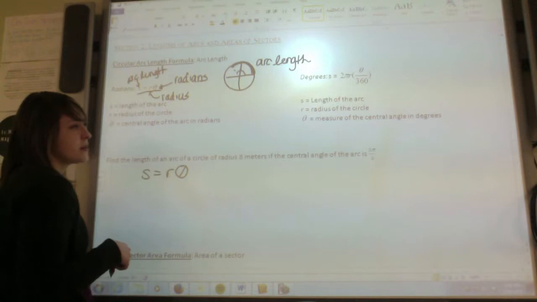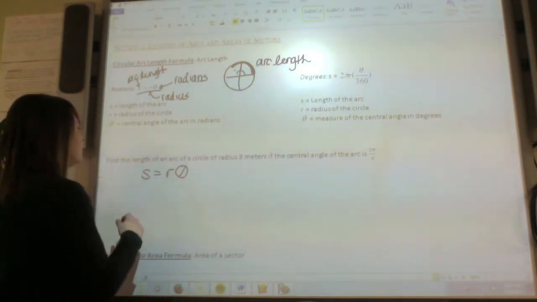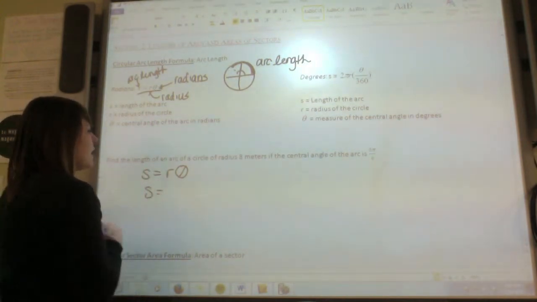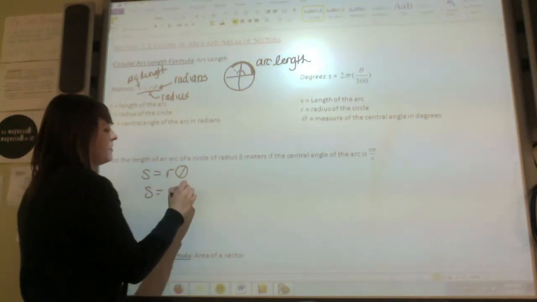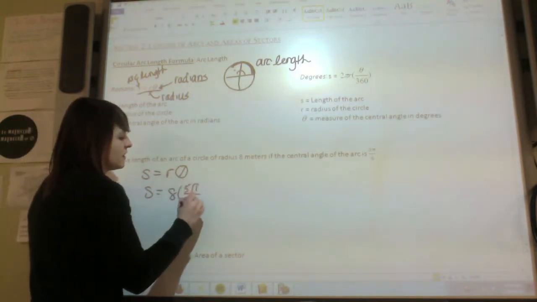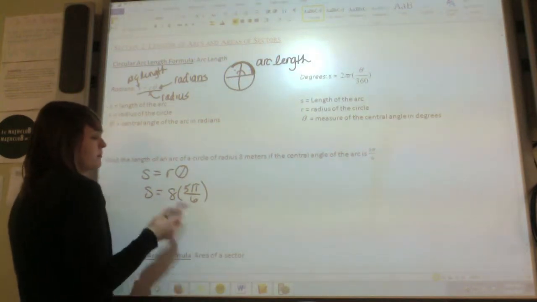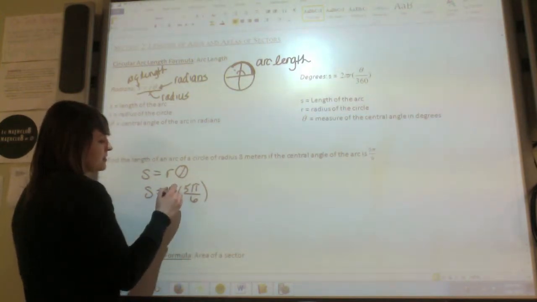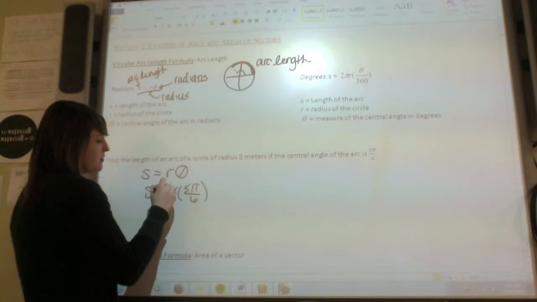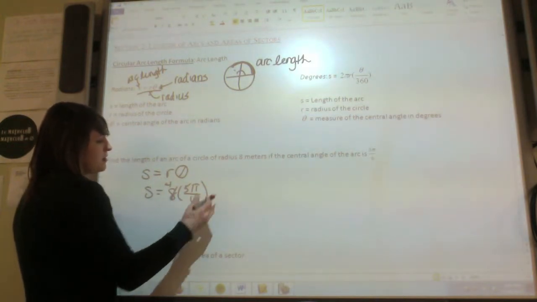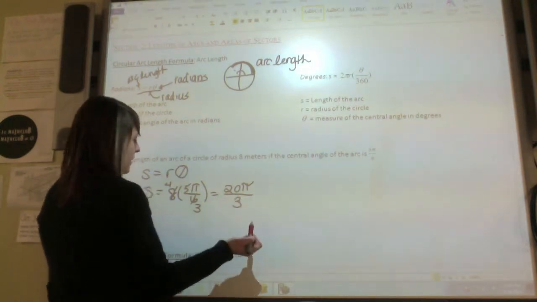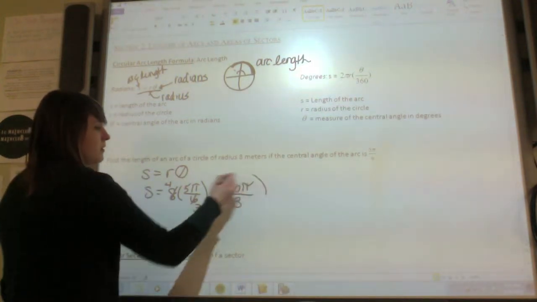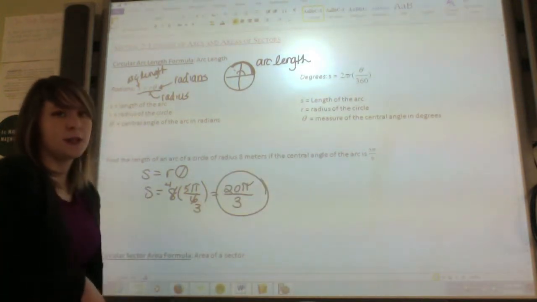So, S equals r theta, and I'm looking for S. I know that my radius is 8 meters, and I know that my theta is 5 pi over 6. Before I actually multiply this out, I'm just going to simplify. If I divide by 2, I get 4 and 3. So this is going to be 20 pi over 3. And I'm just going to leave my answer like that.